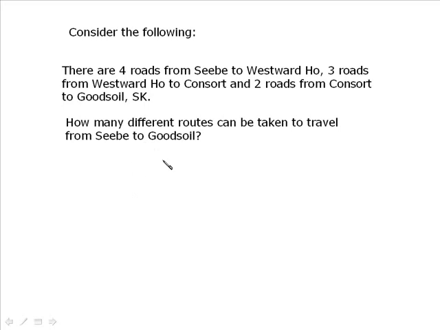Now, this question does require a bit of a definition. A route would mean that you take, say, one road from Seebe to Westward Ho, then you take another highway to Consort, and then you take another highway to Goodsoil. That makes up a route. If you change one of those highways, so if you take, say, Highway 12 instead of Highway 11A to get from Westward Ho to Consort, then you have changed the route. So all it takes is one segment to change in the travel agenda, and then you've got a different route.